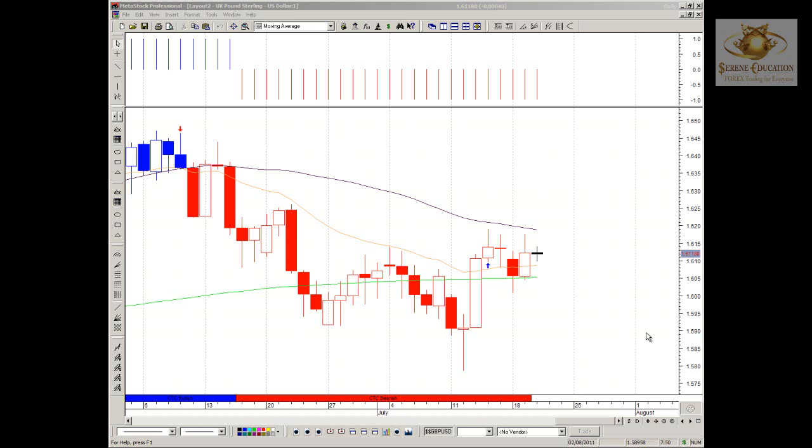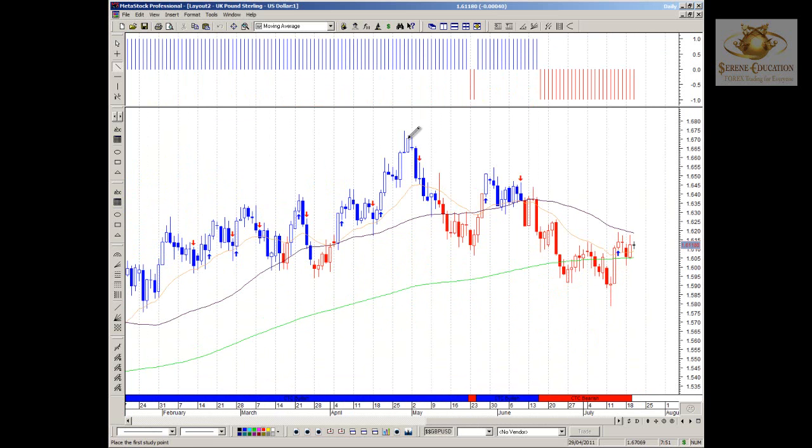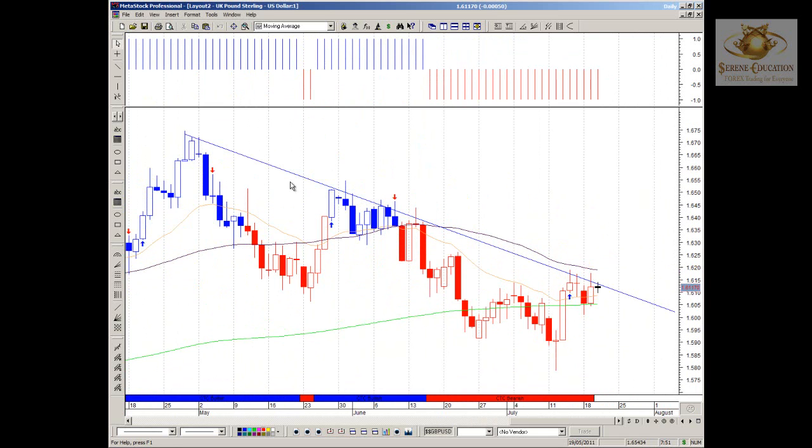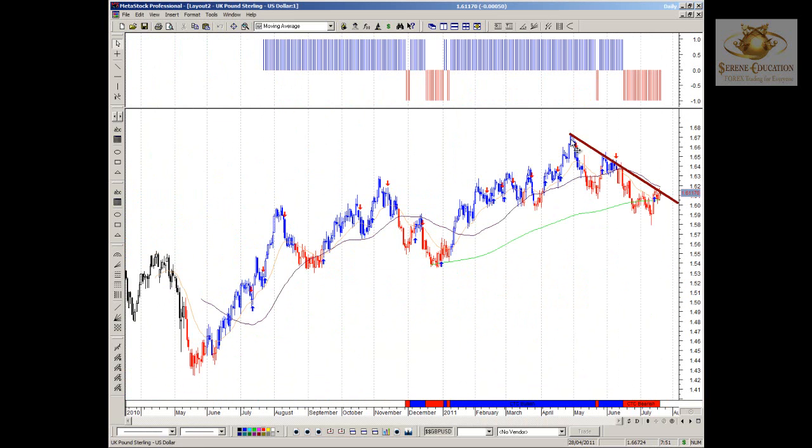Moving on to sterling against the US dollar. Let's move it out so you can see. Here again, same thing. The intermediate trend is looking negative at the moment. We've seen price failing to break above this intermediate downtrend that has been forged since we saw the sterling reaching a high of 16,700 back in May of this year.